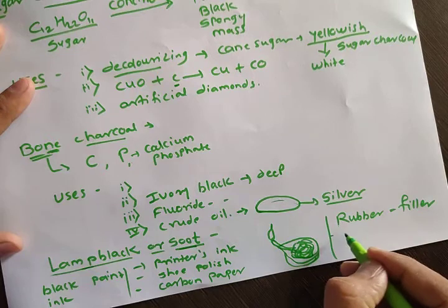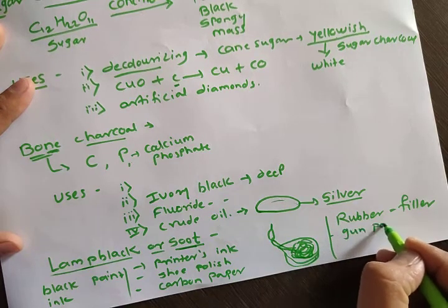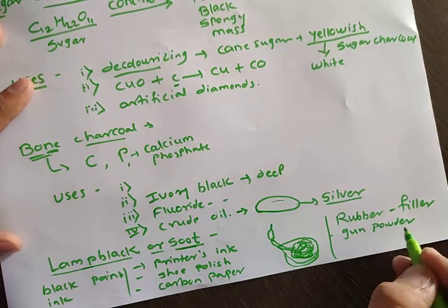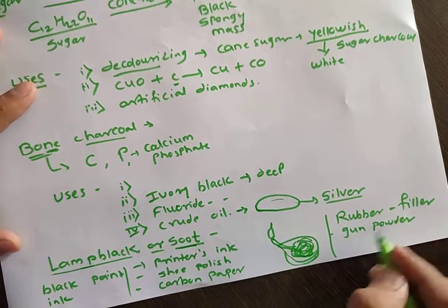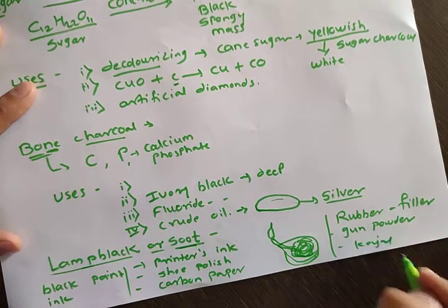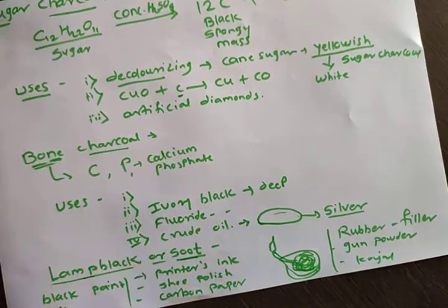Then again it is used for making gunpowder also, and last use is for making a kajal. Okay, so these are the uses of lamp black.